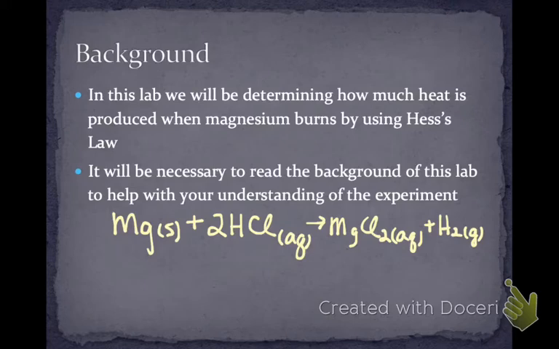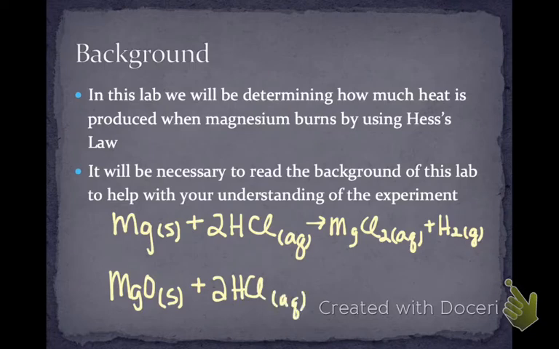The second reaction that you would run would be the reaction of magnesium oxide, which is a solid in powder form, reacting with hydrochloric acid and forming magnesium chloride, which is aqueous. But instead of hydrogen gas, because of that oxygen on the magnesium, you would be forming water, and that would be a liquid.